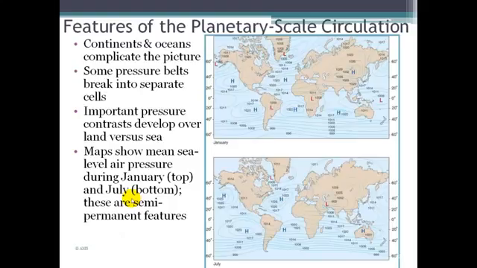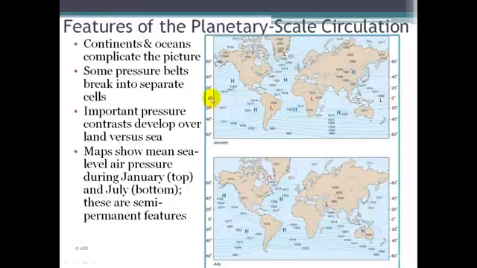When we tie it all together with the actual Earth, which is made up of continents and oceans, as well as rotation, we have a very complicated picture. So we see the same concept here. This top picture here is for January, and the bottom one is for July. So northern hemisphere winter on the top and summer on the bottom.